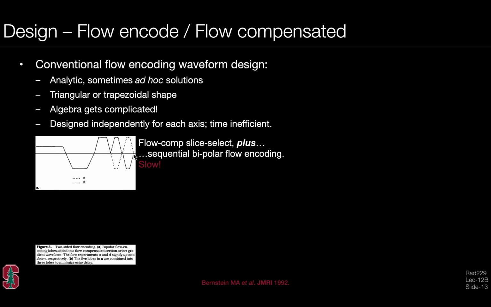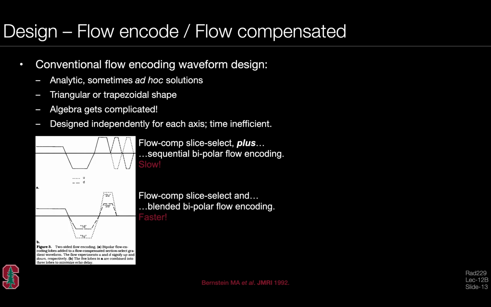And you can do this serially, that is, you can flow compensate first and then you can flow encode later, and as long as this happens before the echo time, you could be encoding for slice through plane flow. But this approach, the sequential approach, of course, is quite slow. So a slightly better approach is to use flow comp, slice select, and a blended bipolar flow encoding, which is faster.